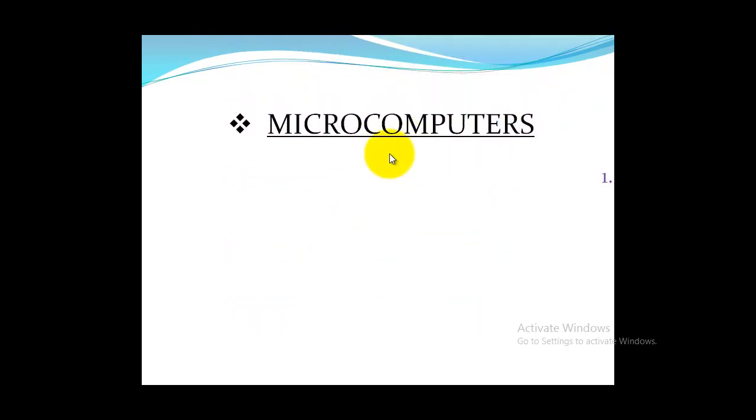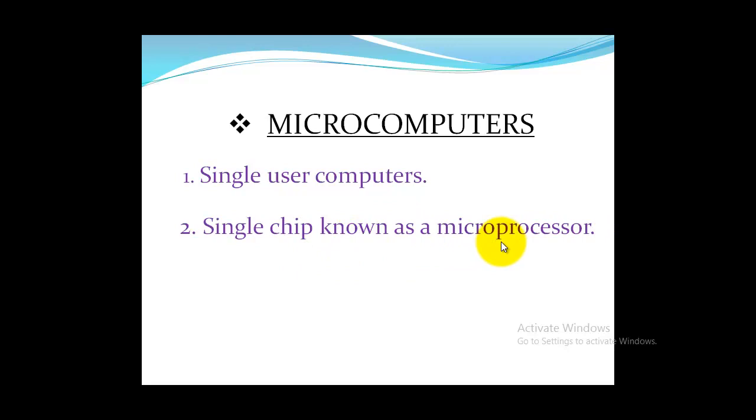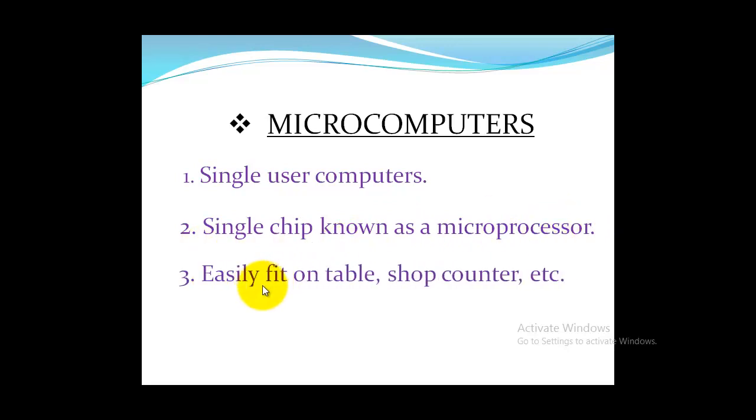Then the next, what we have seen is microcomputers. What are microcomputers? The microcomputer is a single user computer. It is also a single chip known as a microprocessor, and it can easily fit on a table, shop counter, etc., and is very less expensive also. These are the features of a microcomputer: it is a single user computer, it is a single chip known as a microprocessor, it easily fits on a table and counter, etc., and is very less expensive.